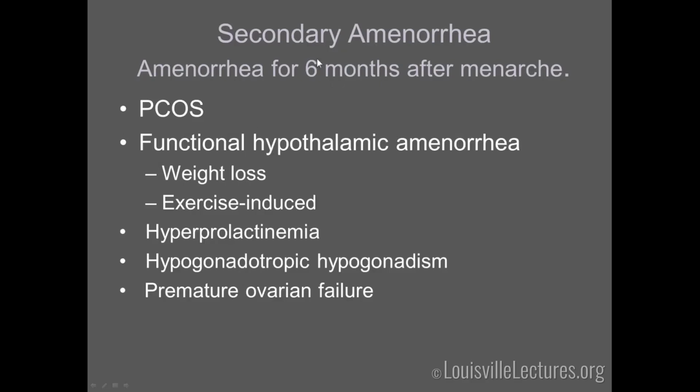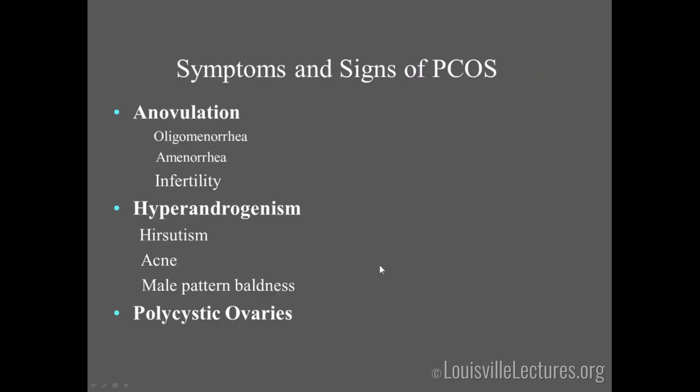Among the two major causes of secondary amenorrhea nowadays are PCOS and functional hypothalamic amenorrhea, which includes weight loss and exercise-related amenorrhea. The other possible ones include hyperprolactinemia, hypogonadotropic hypogonadism, for example, head injuries, pituitary tumors, etc., and women who have premature ovarian failure.